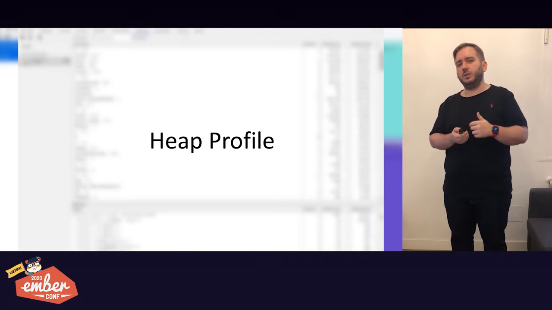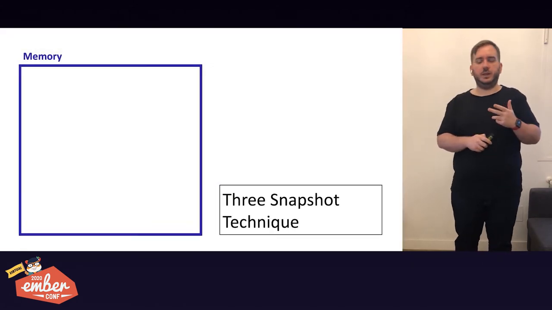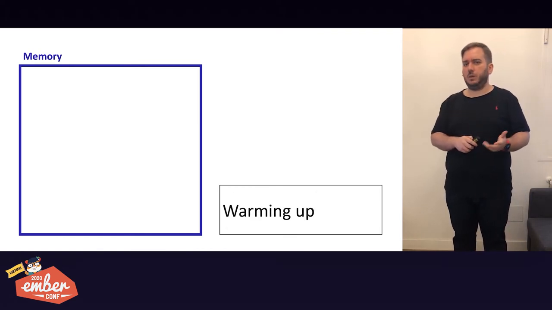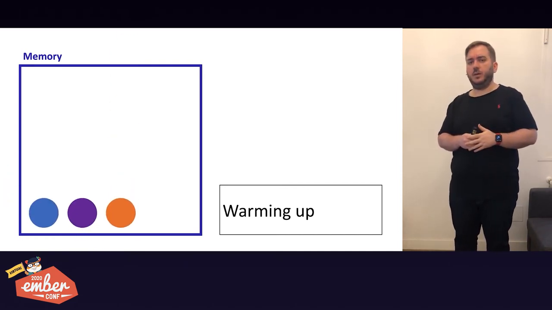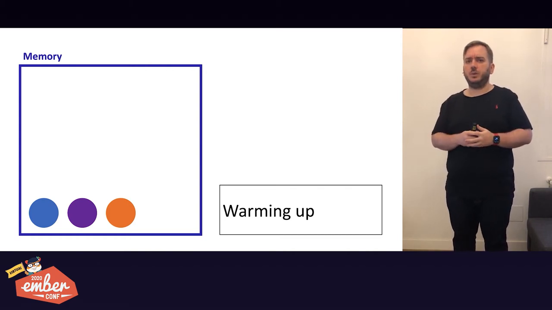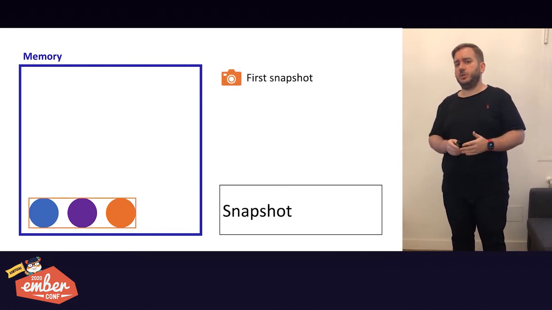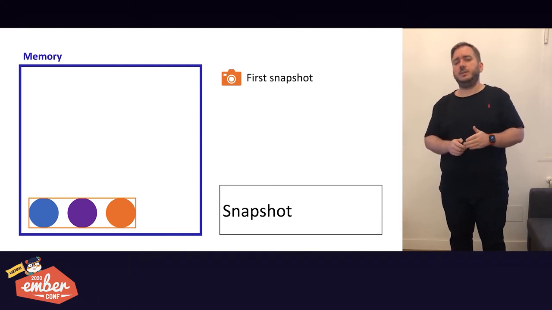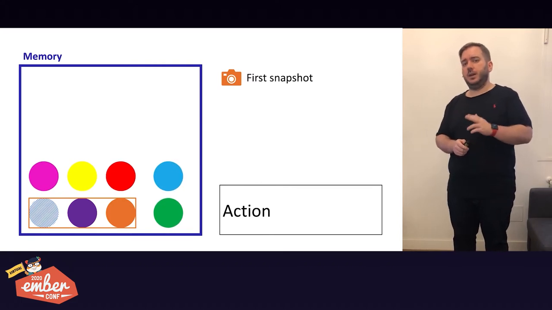For example, if you work mostly in the browser, we can do what we call the three snapshot technique. For this technique, the first step is to warm up our application. Let's say just started, or started and logging in, would be warming up. This could create a few objects in our memory. After this, we create the first snapshot. After the first snapshot, we do the action we suspect is leaking memory, and we do a second snapshot.